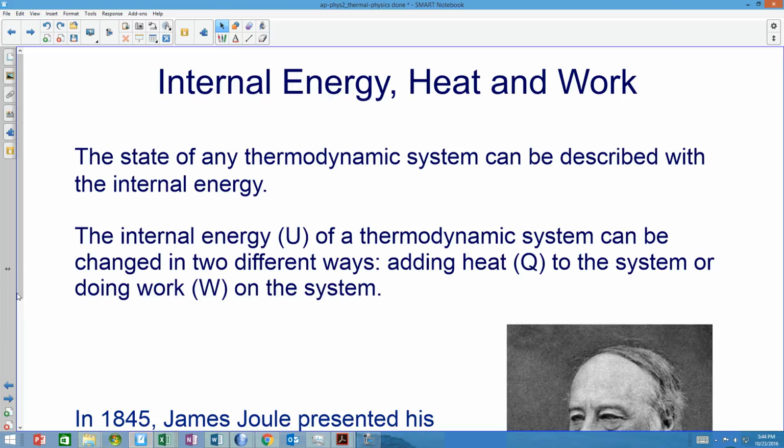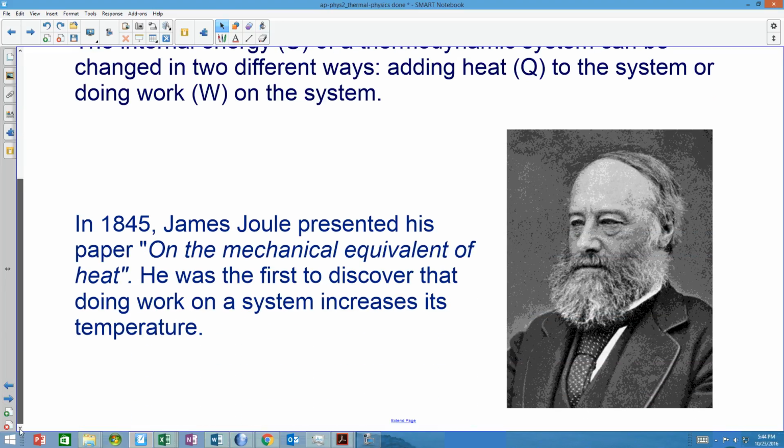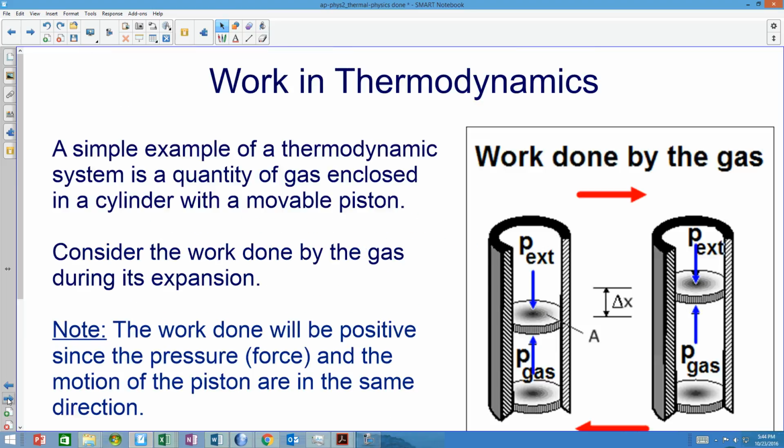In 1845, James Joule presented his paper on the mechanical equivalent of heat. He was the first to discover that doing work on a system increases its temperature. A simple example of a thermodynamic system is a quantity of gas enclosed in a cylinder with a movable piston. Consider the work done by the gas during its expansion.